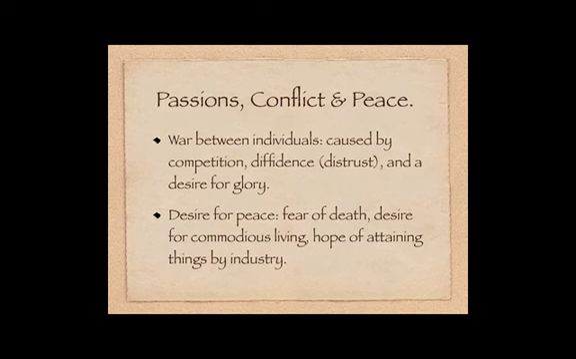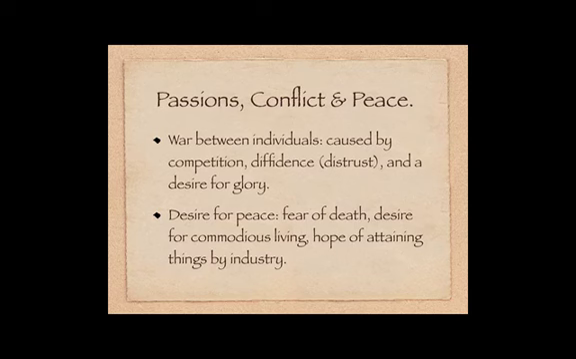I don't want to lose face. The other reason might be very practical on a Hobbesian account, because my desire for glory is to make sure that others are less likely to attack me. Now, it also turns out that we have a desire for peace, that part of that whole self-preservation thing is my fear of death. Right? I don't want to die. I don't want to suffer. I don't want to be constantly on guard.